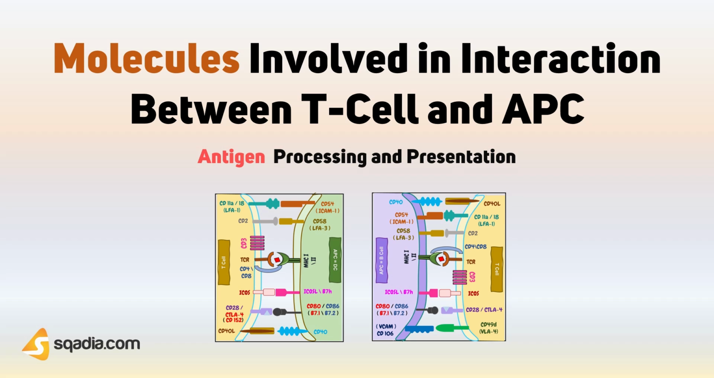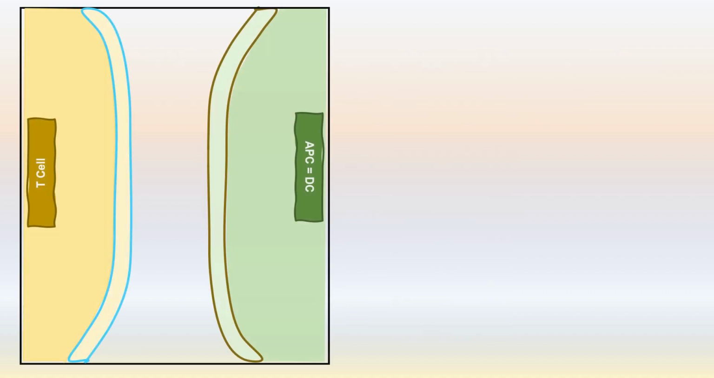In this section, we will talk about the molecules involved in interactions between T cell and antigen-presenting cells. Several adhesion and accessory molecules promote the interaction of T cells with antigen-presenting cells, such as B cells, dendritic cells, and monocytes. First is the interaction of T cell and dendritic cell.